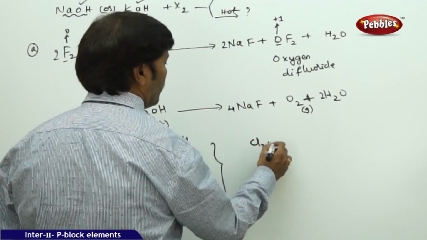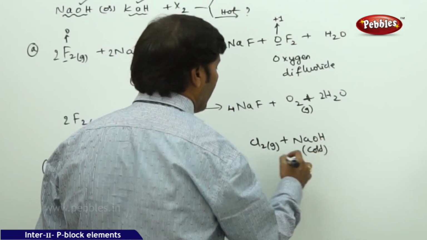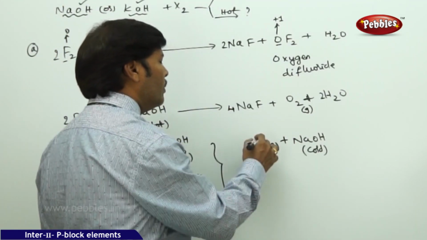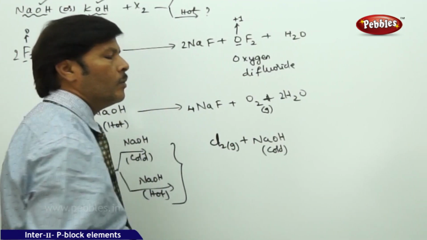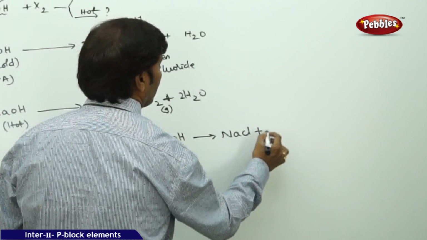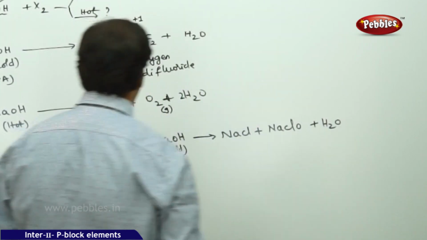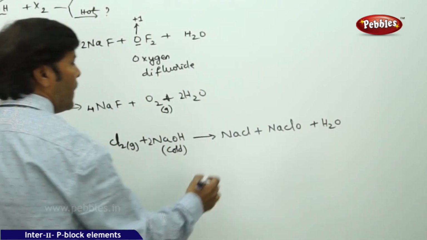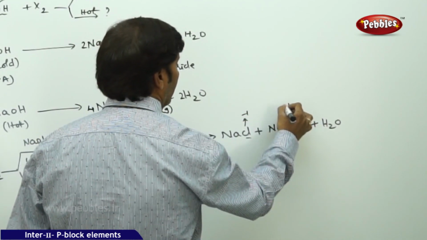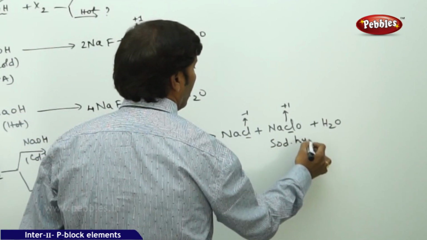Suppose I am taking chlorine gas plus NaOH cold and dilute, then you are going to get, this is a kind of disproportionation reaction where the chlorine is going to disproportionate from zero oxidation state to the next higher oxidation state. So here you can take sodium chloride plus sodium hypochlorite plus H2O. To balance the equation, take 2 over here. Here the chlorine is -1 oxidation state, and here the chlorine is +1 oxidation state. So this is sodium hypochlorite.